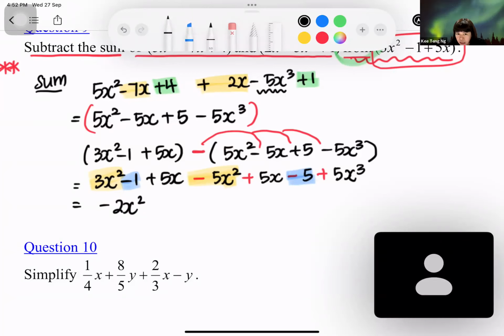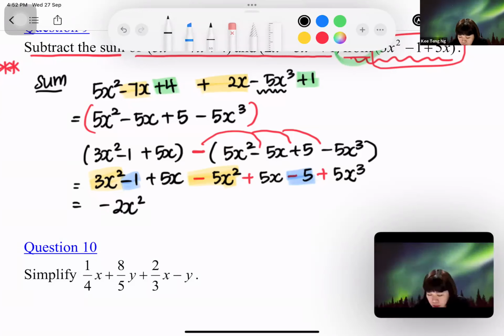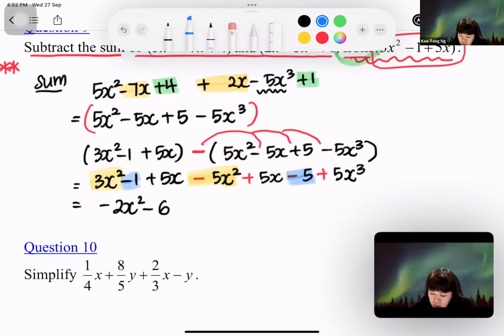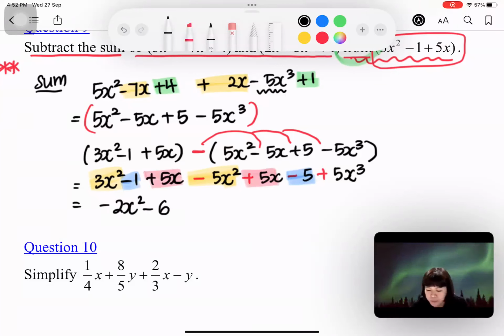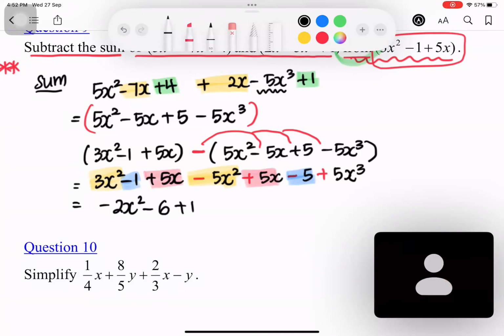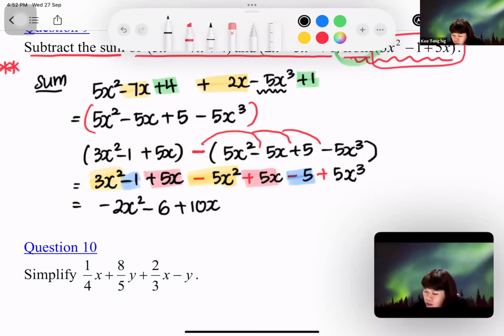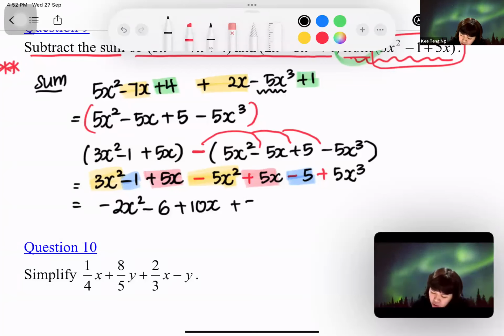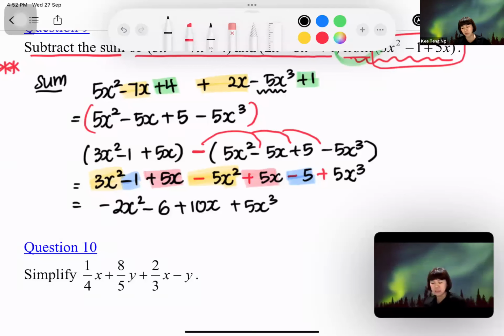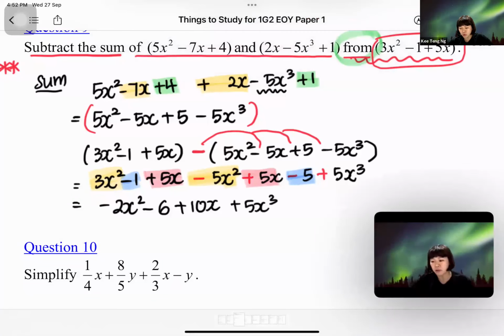How many is that? Calculator. Minus 6, followed by x. How many x? 10x. Then last but not least, 5x cubed. Is that okay? So we got this answer already, yeah? Okay, thank you very much.